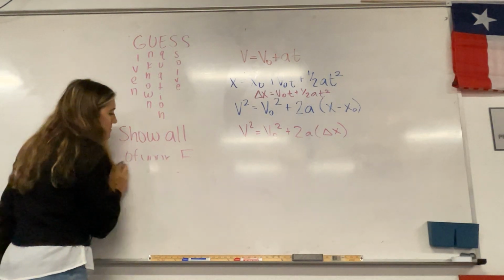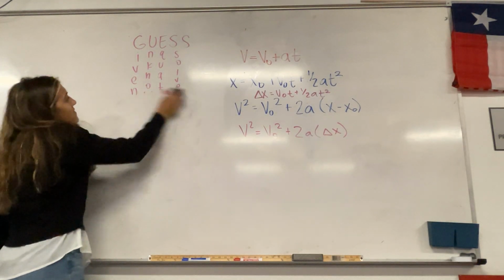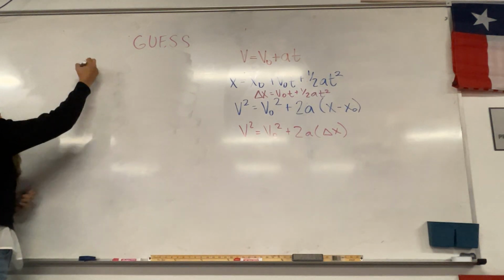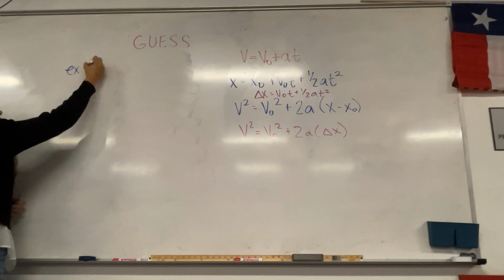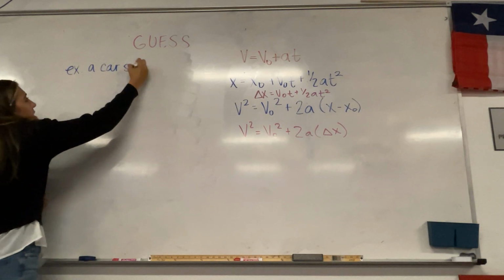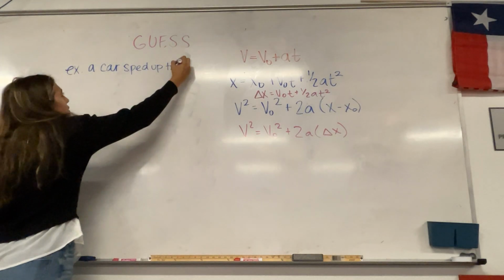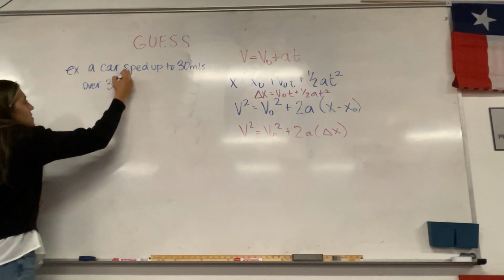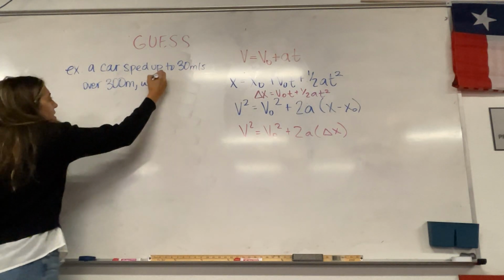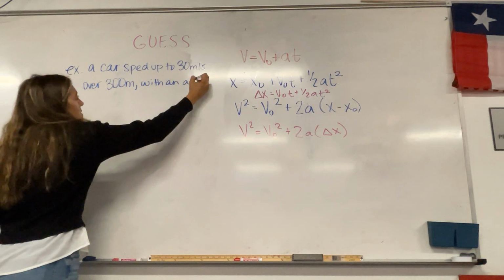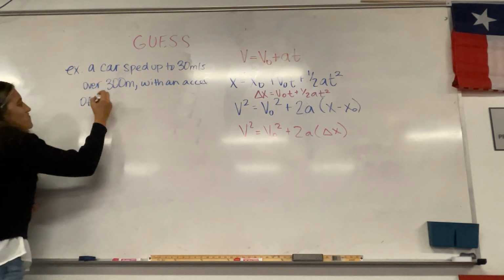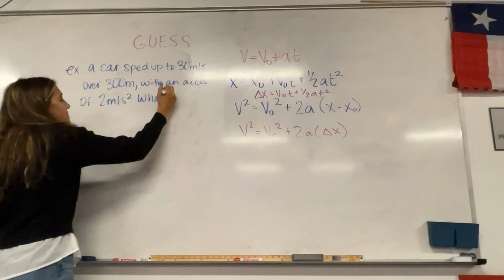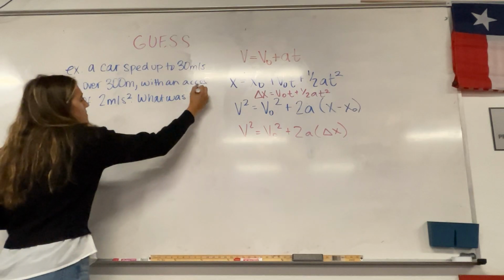Let's do one. We're going to use this method, GUESS, to answer all of our questions so that nothing has to be hard. So, for example, a car sped up to 30 meters per second over 300 meters with an acceleration of 2 meters per second squared. What was its initial velocity?